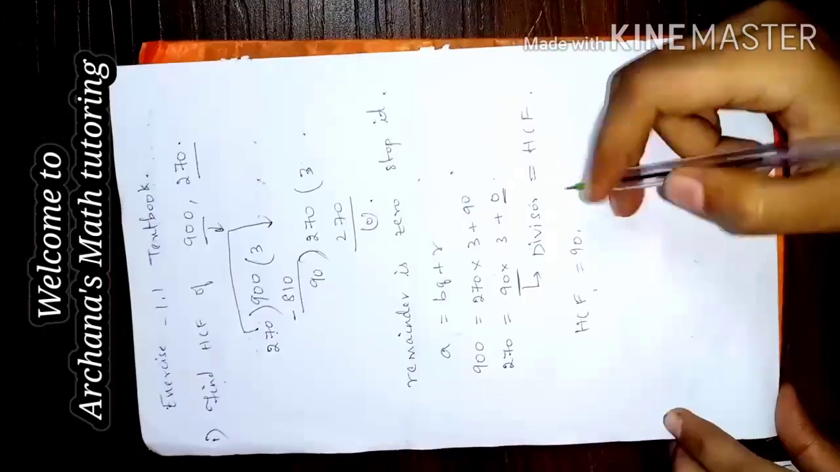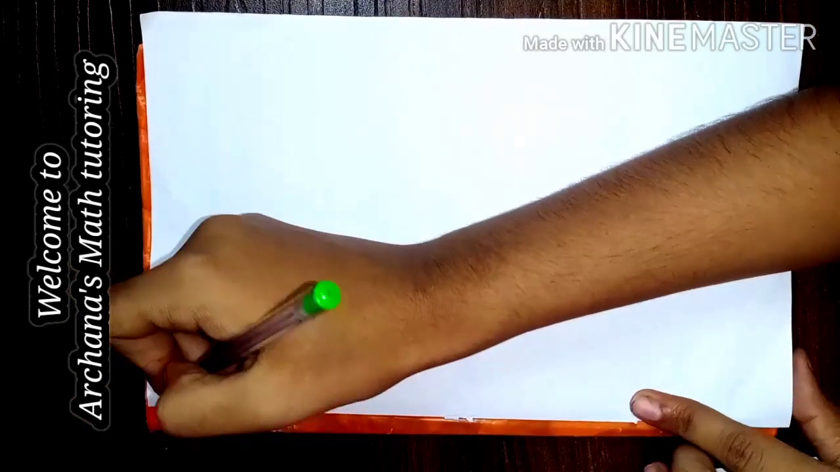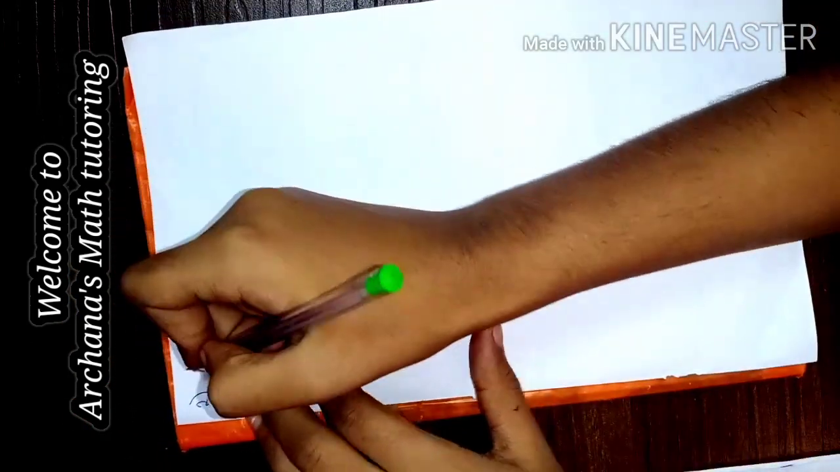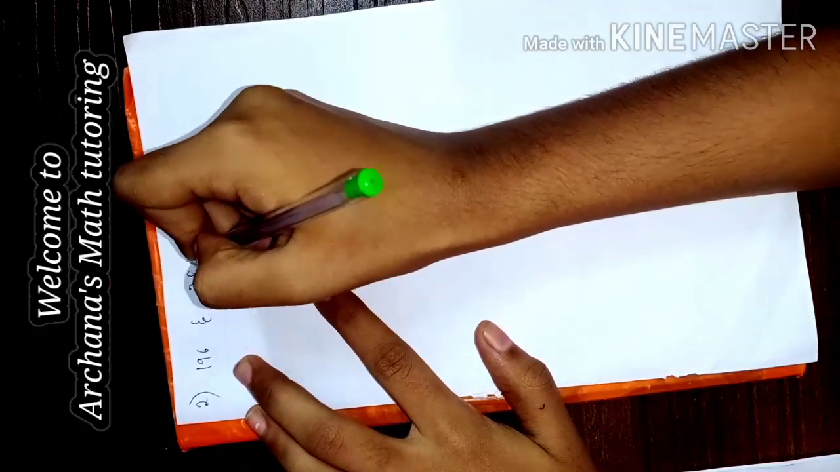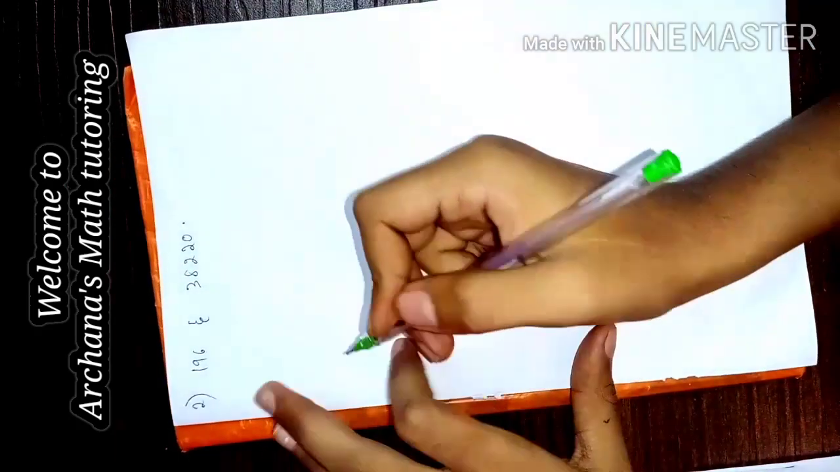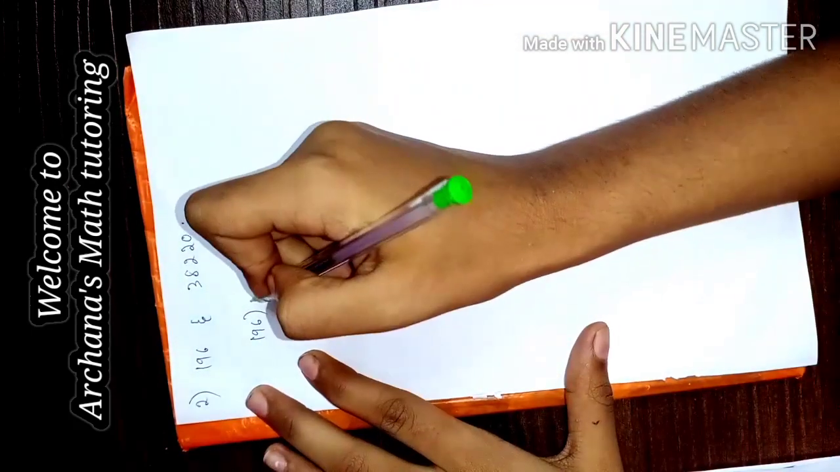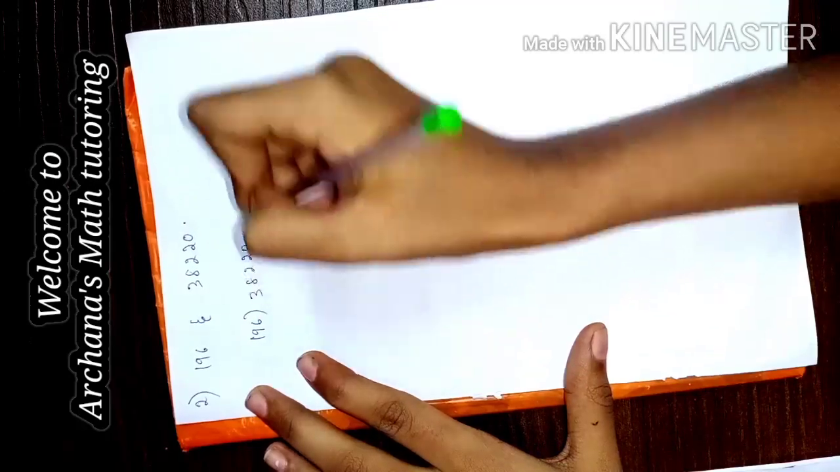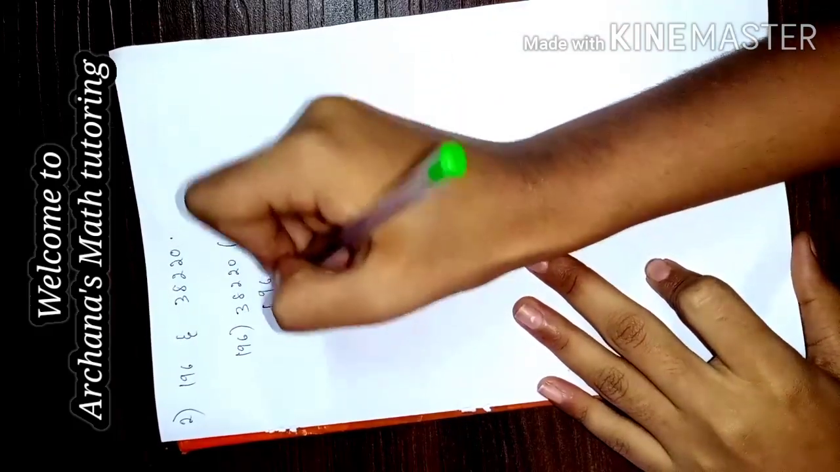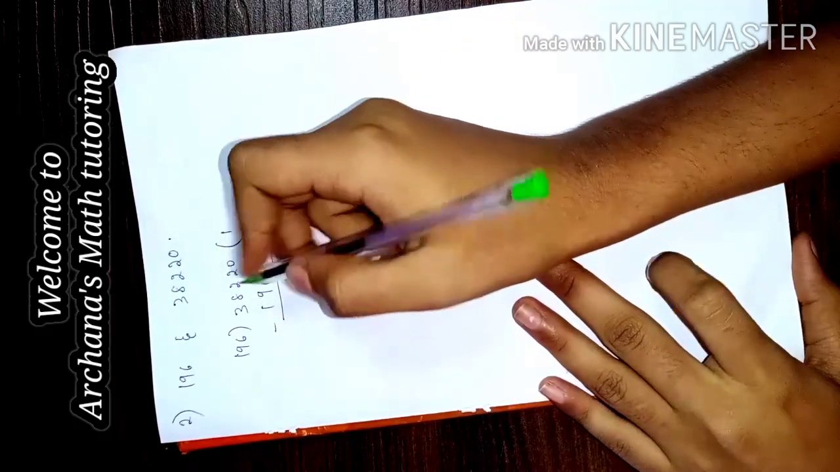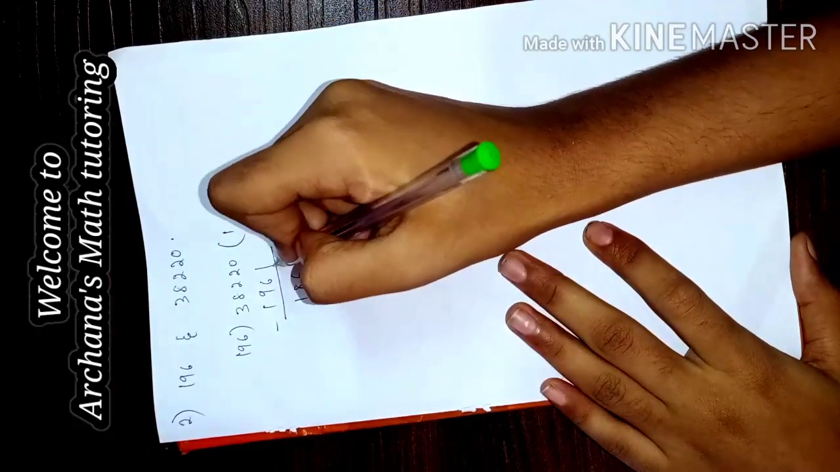I hope you understood this problem very well. Now moving on to the second problem. This is 196 and 38220. So 196 is the least number, so we will be writing this as dividend, and 38220 is the divisor. So 196 once, this is 196. After subtracting, the value is 186. Now we'll get this 2 down.